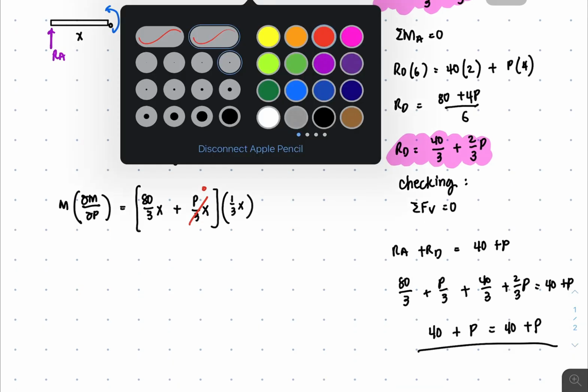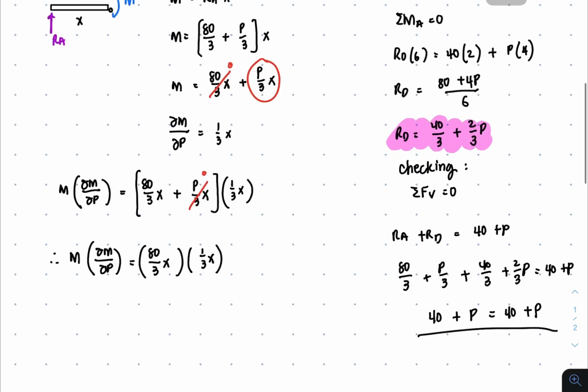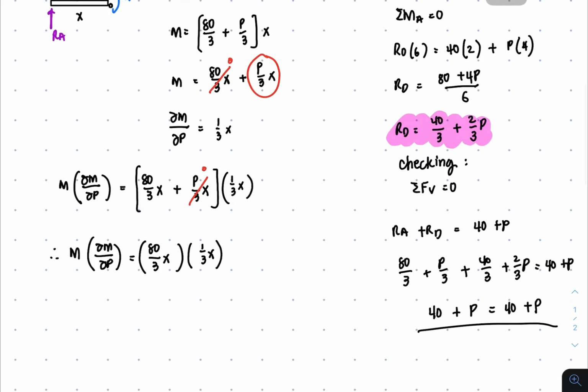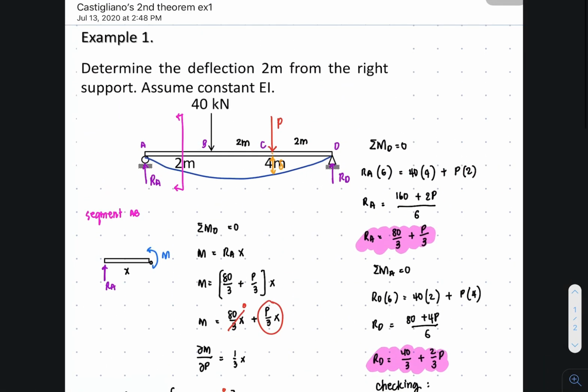So finally, the product of M and the partial derivative of M with respect to P is now equal to 80 over 3x times the 1/3 of x. This is for segment AB. Do not forget this. So let us proceed with the next segment.